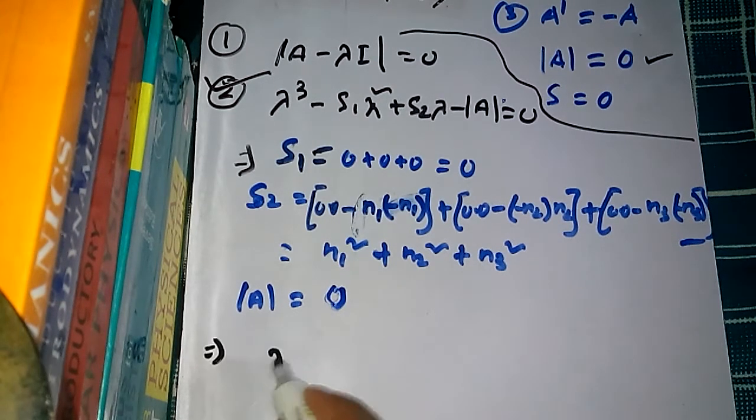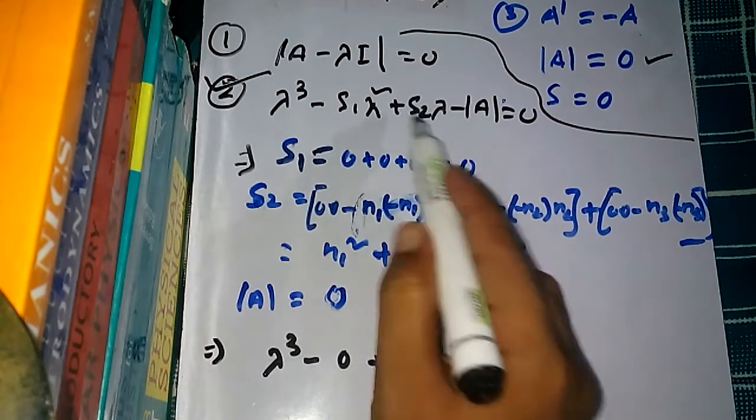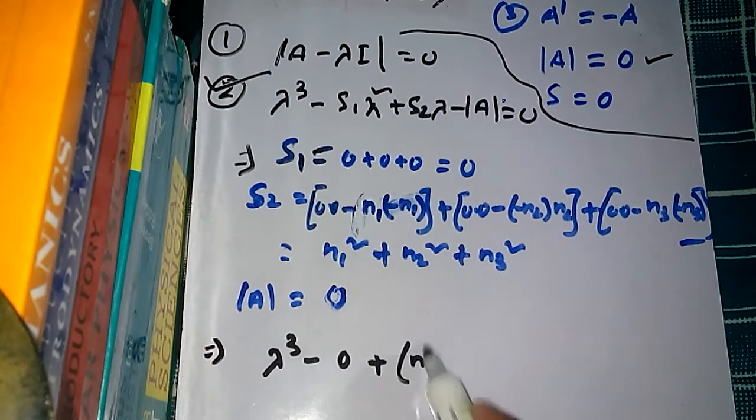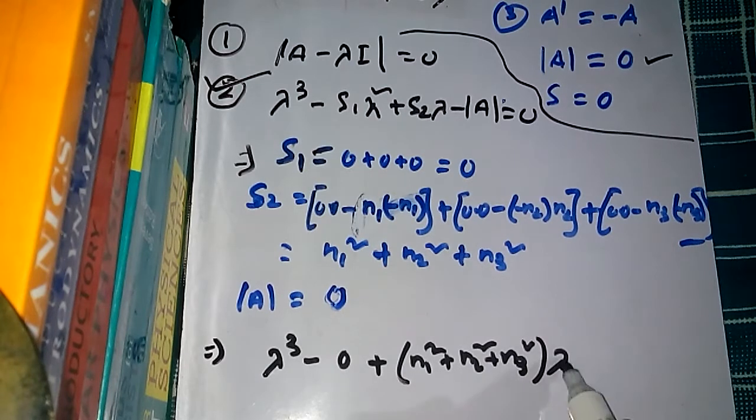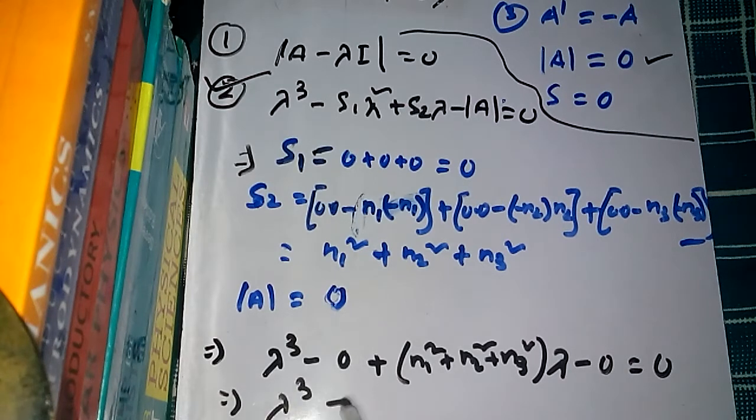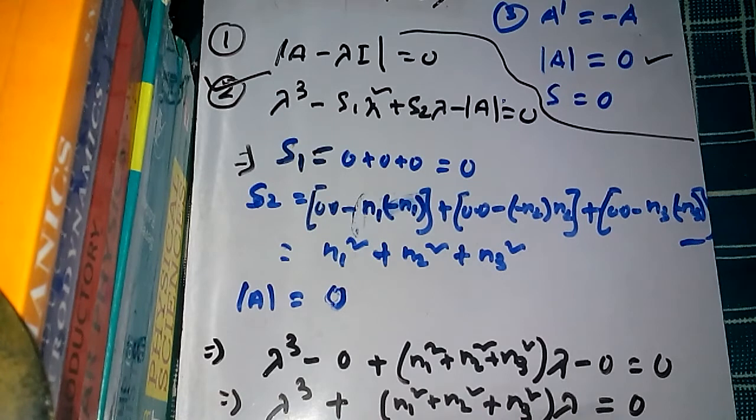So we have lambda cube minus s1 lambda square, s1 is 0, so that is 0, plus s2 lambda. Now s2 is n1 square plus n2 square plus n3 square into lambda, minus determinant of A, which is 0, equals 0. So lambda cube plus n1 square plus n2 square plus n3 square into lambda is equal to 0.